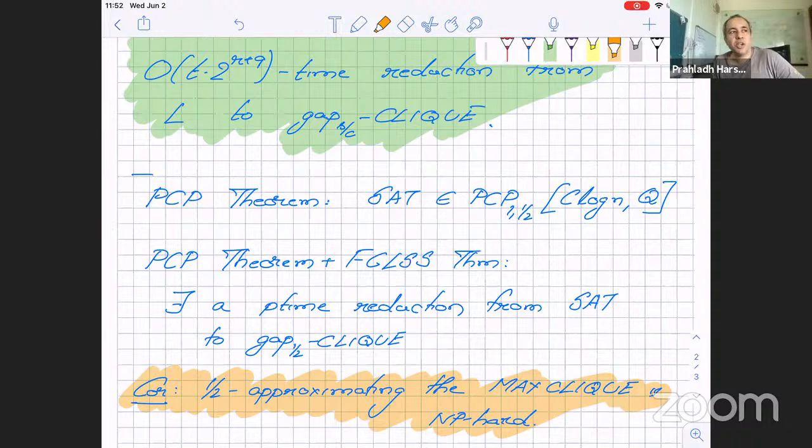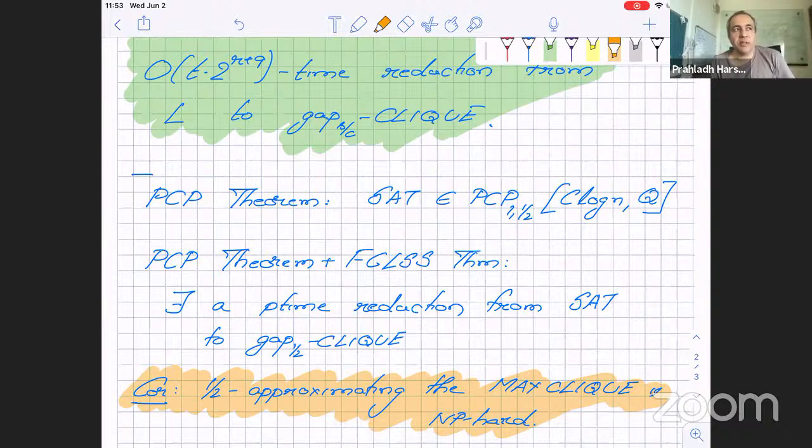Coloring is where you want to partition the graph into as few independent sets as possible. That's the coloring problem. We know it's already NP hard to 3-color a graph. To check if a graph is 2-colorable is easy, it's just checking bipartiteness. But to check if a graph is 3-colorable happens to be NP hard.